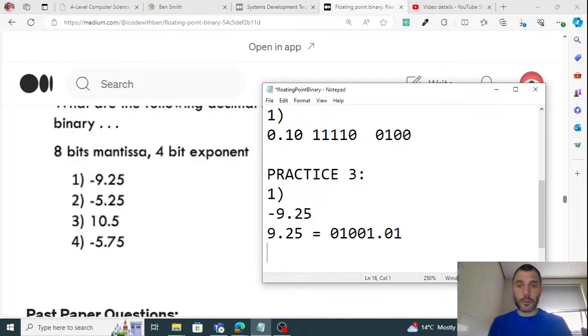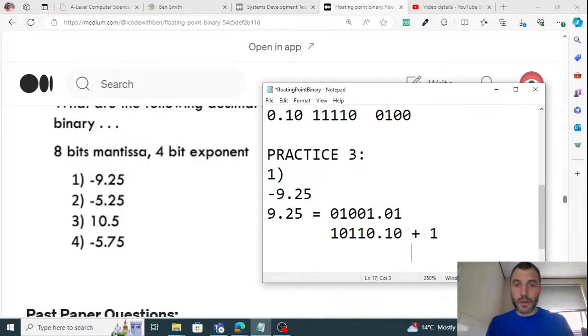Now we're going to need to 2's complement this. How do we 2's complement it? We need to flip all the bits. 1, 0, 1, 1, 0, 1, 0, and then we're going to add 1. So this would become 1, 0, 1, 1, 0, 0.11.